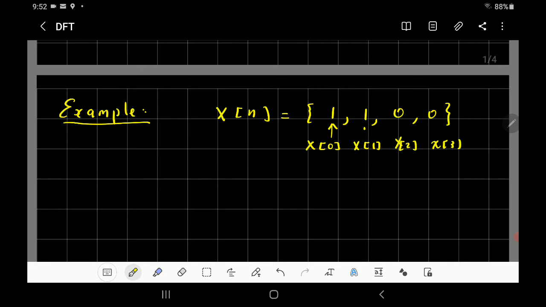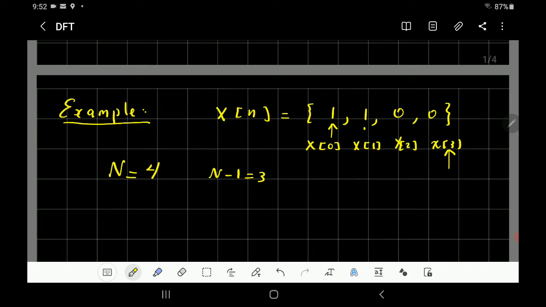Okay. So the second thing, what's the value of n? 1, 2, 3, 4. You have 4 samples or 4 points. So n is equal 4. So what's n minus 1? It's equal 3. Here you go. That's 3.